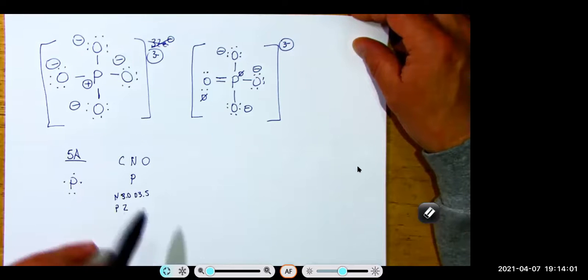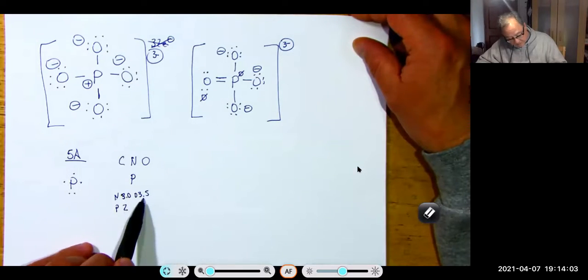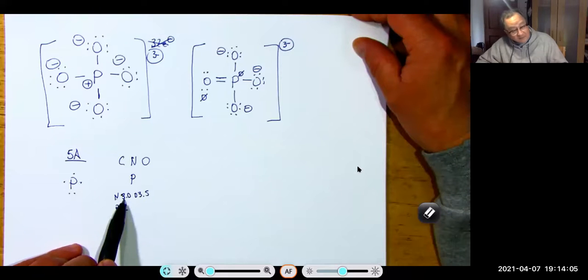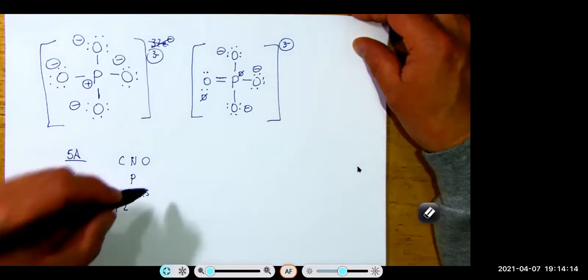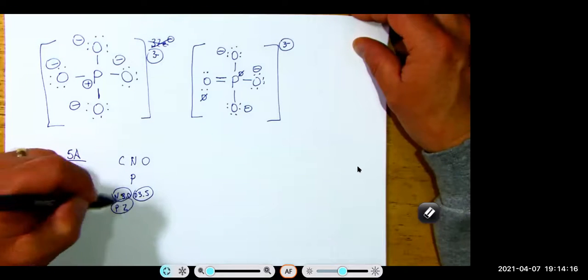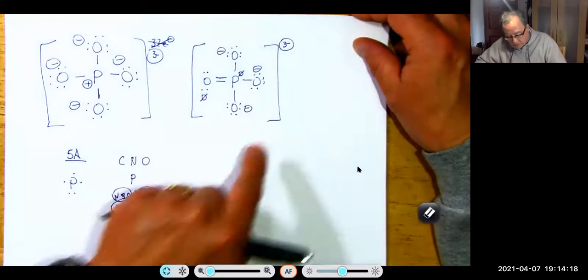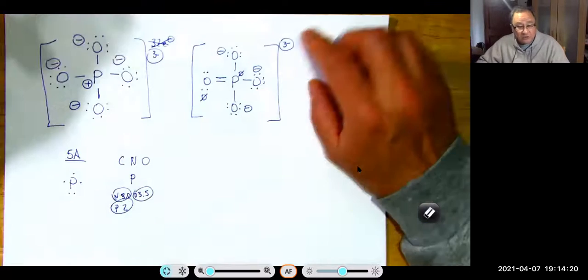And that's the way we want it, right? The one to the right is bigger, so 3.5 is bigger than 3.0. And the one above is bigger, so 3.0 is bigger than 2. So is oxygen bigger than phosphorus? Yeah. And that's the way it should be. So here, our more electronegative atom has the negative charge, which is what we like.